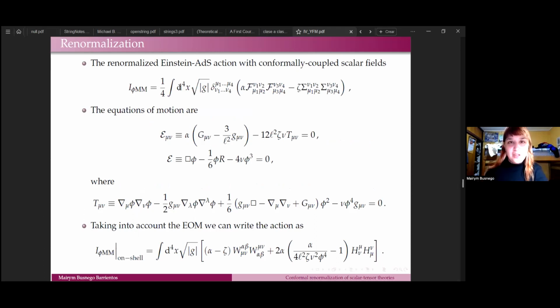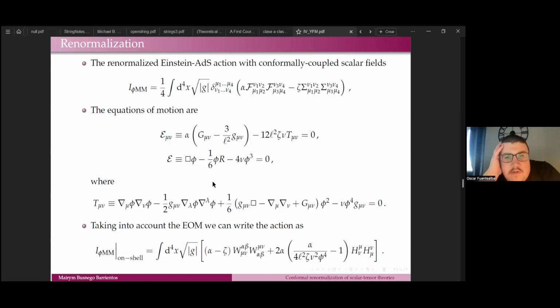So we will take now the Einstein-AdS action with conformally coupled scalar fields. As we saw before, we can write the action for the Einstein-AdS with f squared and the conformally coupled scalar field with sigma squared. The equations of motion are the following, where we have this T mu nu for the scalar field that is given by this, and the other one is the Einstein-AdS equation of motion.